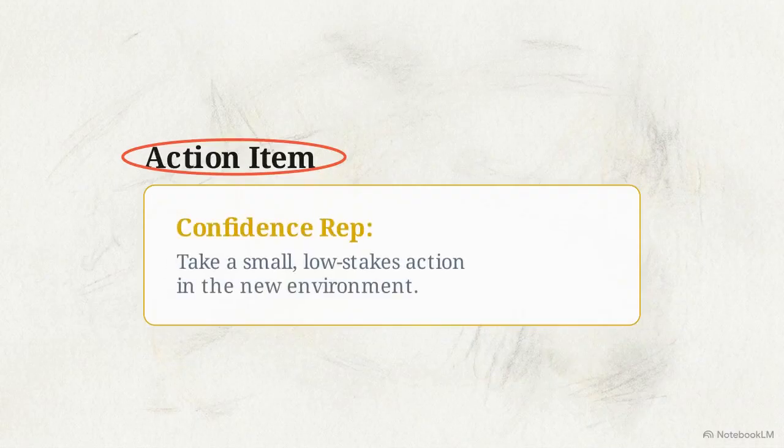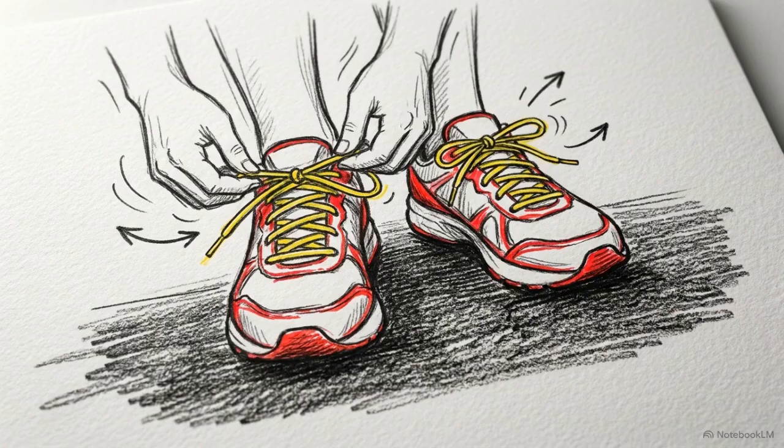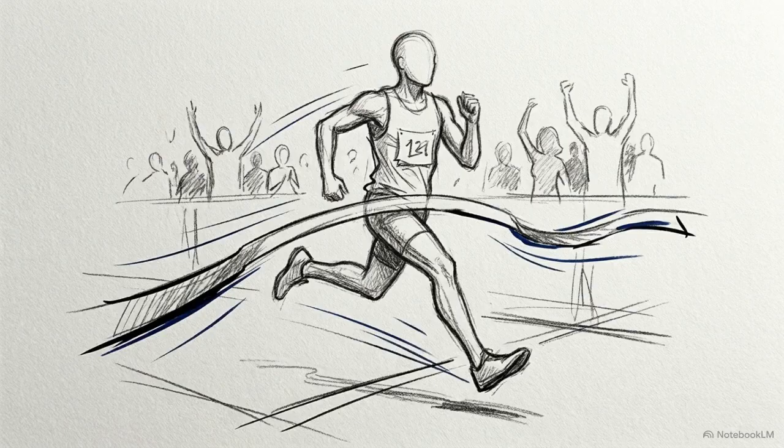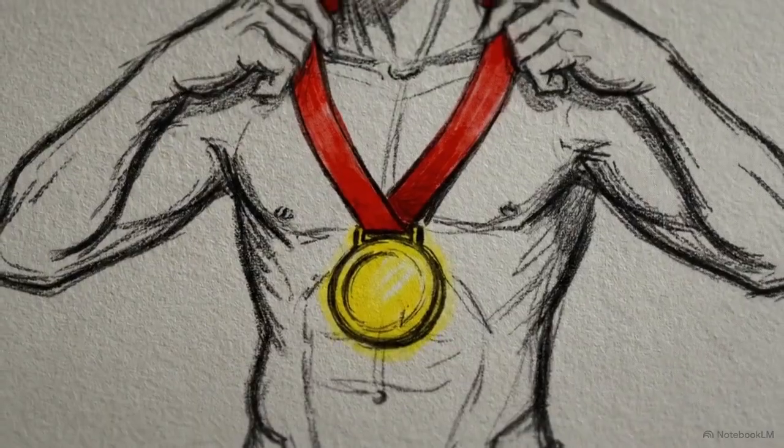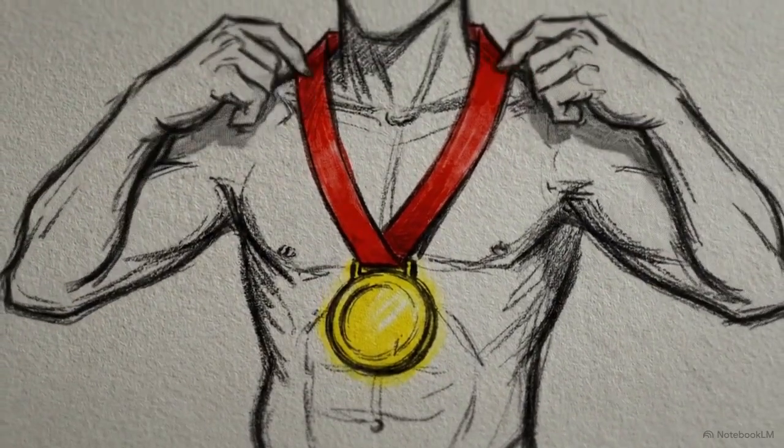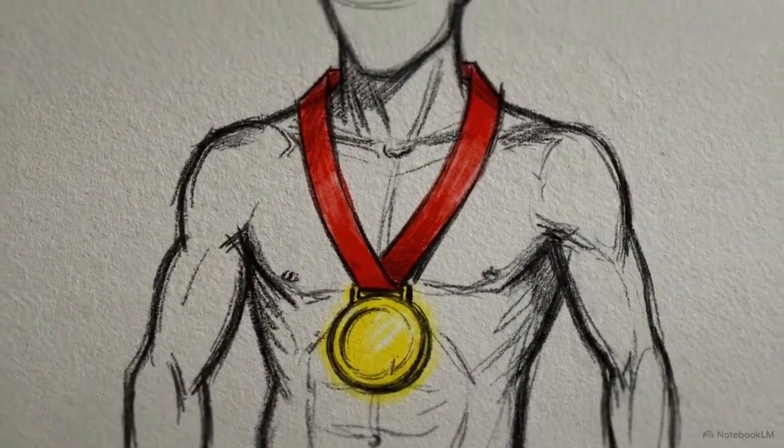We are going to define one immediate confidence rep. This must be a small, low-stakes action that puts you into your new box 3 context. For a person who was always told they were too active, this could be signing up for a 5K race, an environment that celebrates the exact energy level school once punished. Each successful rep in a rewarding environment provides the objective evidence you need to stop doubting your ability.